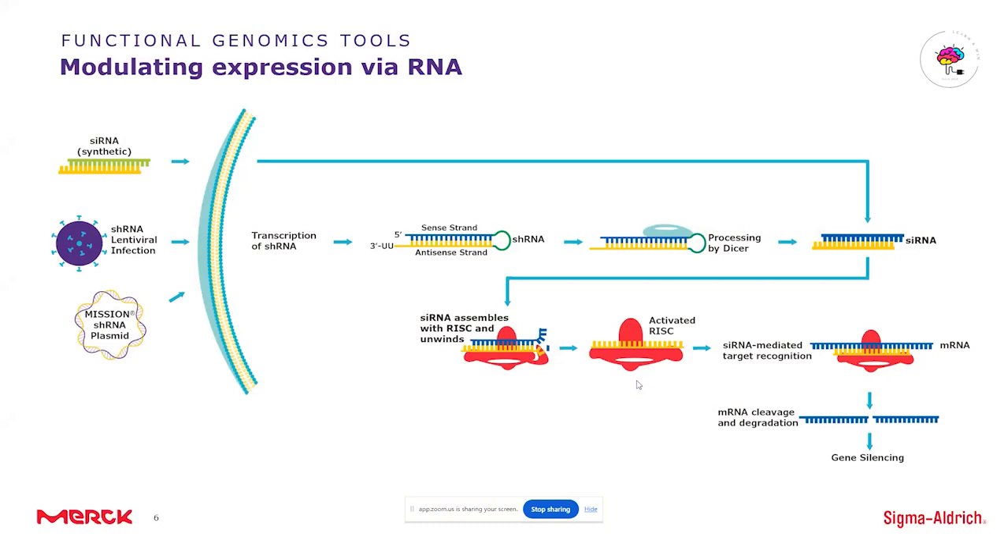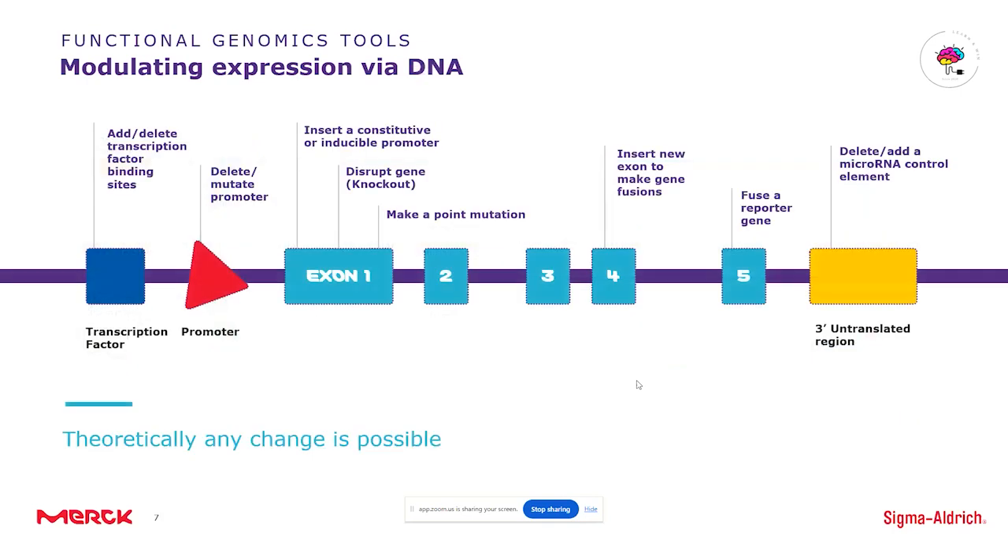There are multiple tools that allow the modulation of the expression. It can be via RNA, it can be via DNA, but RNA, of course, here, as you can see, the small interfering RNA, the shRNA lentiviral infection, the MISSION shRNA plasmid, which is one of the recent products that we have developed. But when we talk about RNA, we talk about the next step after the DNA. We are not really talking about the modulation of the expression at the DNA level, but at a later stage via RNA.